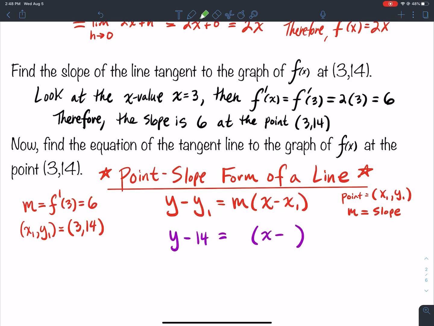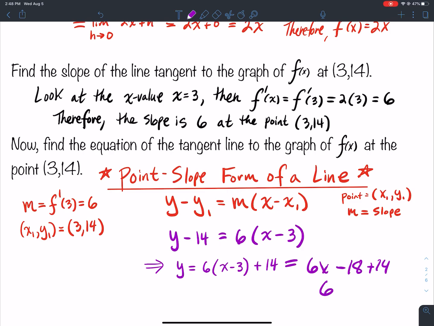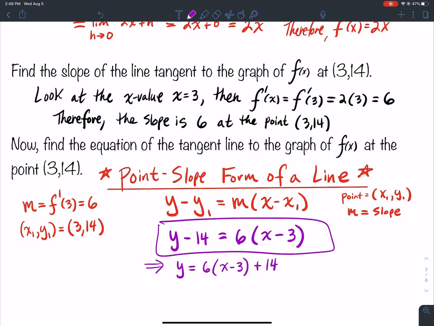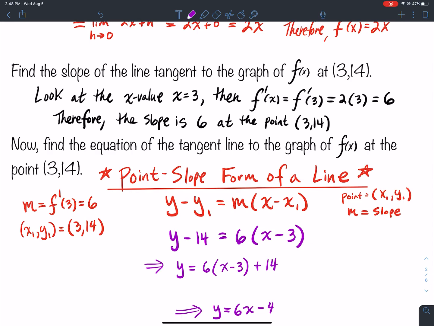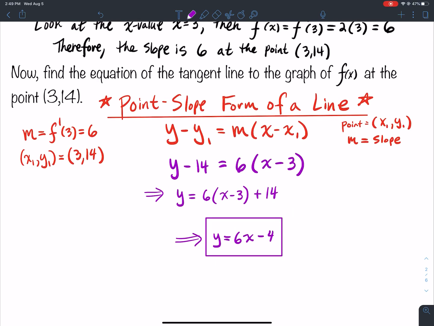So I'm going to plug those values into my formula, and now all I have to do is solve for y. That gets me y equals 6 times (x minus 3) plus 14. If you want to, you can multiply this out and get 6x minus 18 plus 14, and so that's 6x minus 4. Perfectly fine to do that. If you want to leave it in this form, that's perfectly fine, unless I tell you to put it in slope-intercept form. Remember, slope-intercept form is y equals mx plus b, and that's in college algebra too. You can look at those videos if you're having trouble remembering those formulas. Solving for y and simplifying is perfectly fine by me.